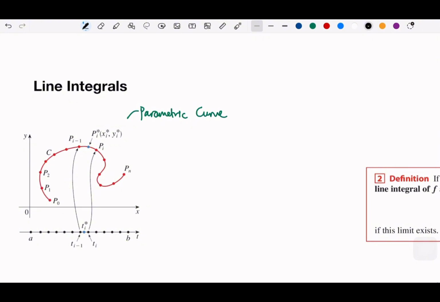And the curve will be based on parameter t, and I will define the t by taking all the function with the variable t, and t will be from a, according to this number, from a to b. Or we can write as a vector r.